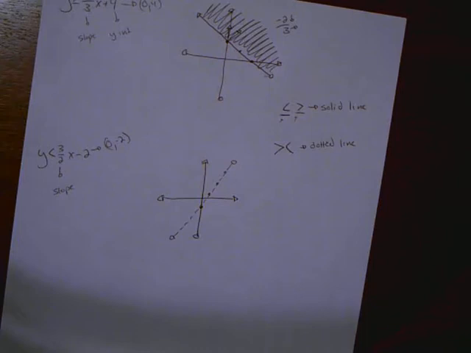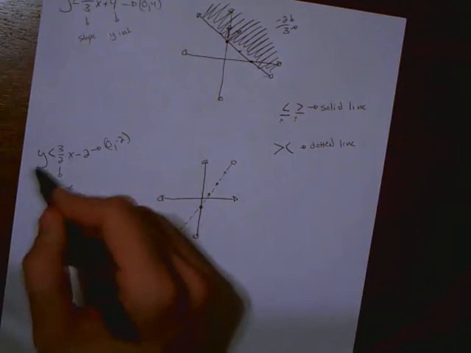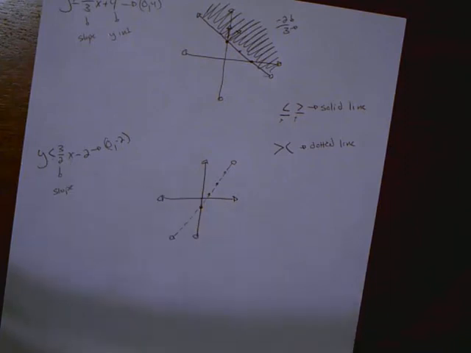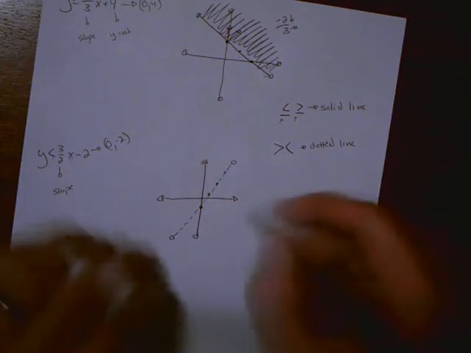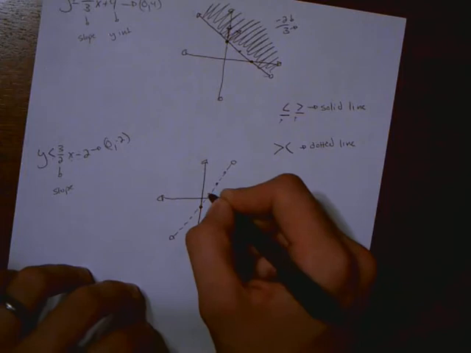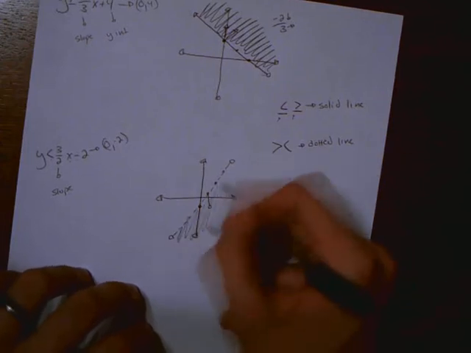Alright, now we're going to shade. Again, y is less than this line. I want all the points that are lower or less than this line. So I take my pencil or pen, put it on the line, and go down. Less than. Shade in that area.